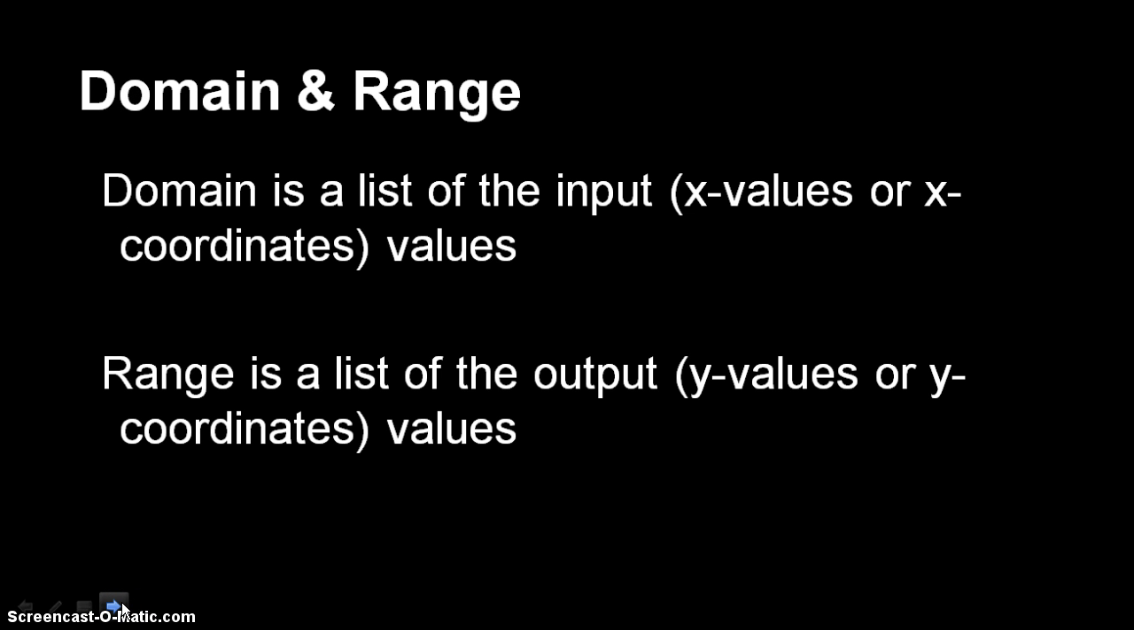So again, domain and range. Domain is a list of the input values, which would be the x values or the x coordinates, and the range is a list of the output values, which would be the y values or the y coordinates.